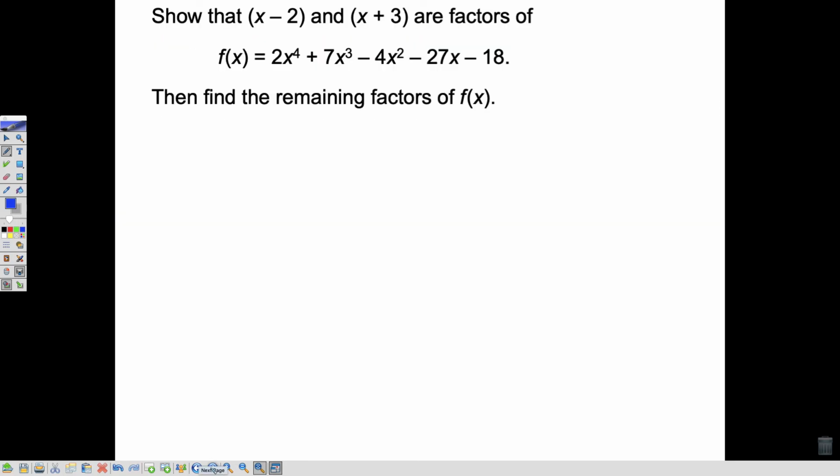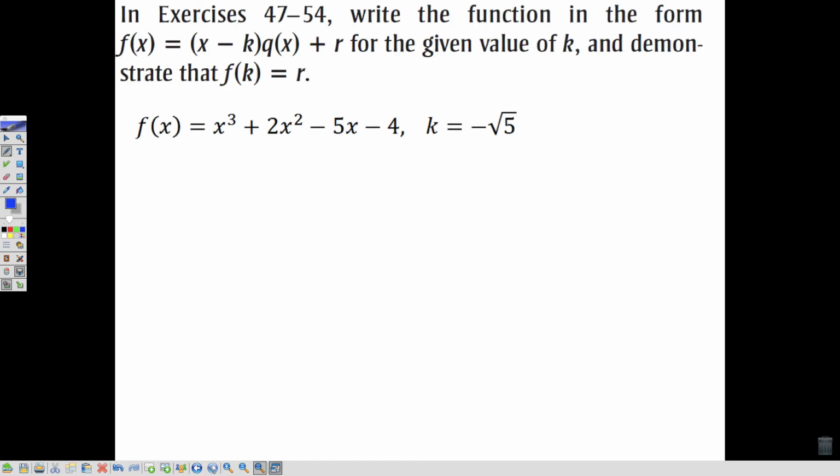Okay, so show that x minus 2 is a factor of x plus 3. Do it all on your own. Isn't it the same thing? We already did this example earlier. Okay. Stop, right now, stop.